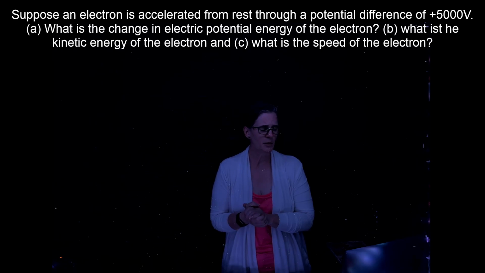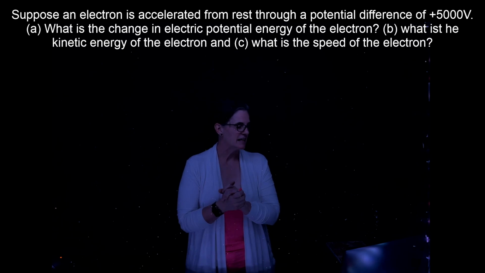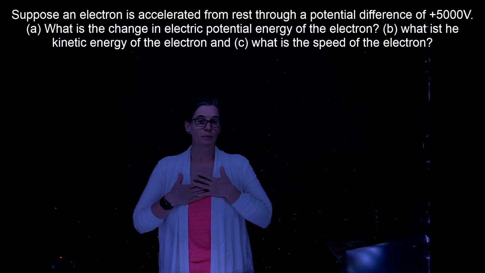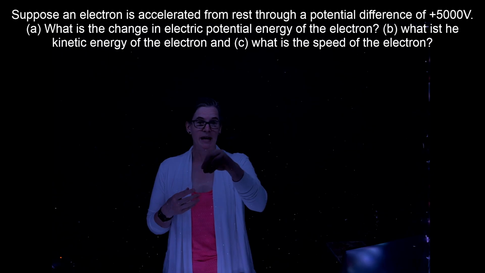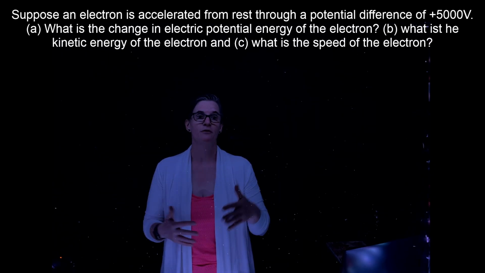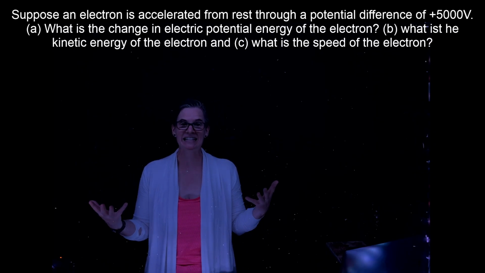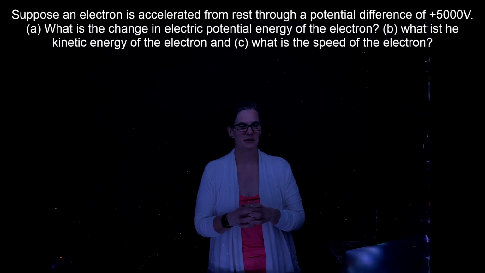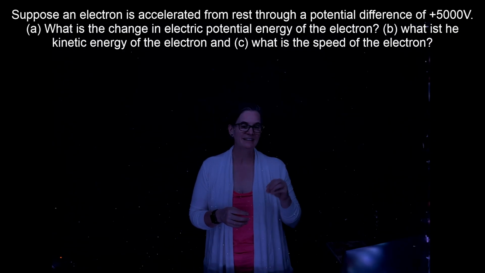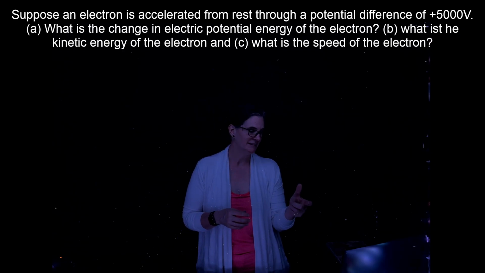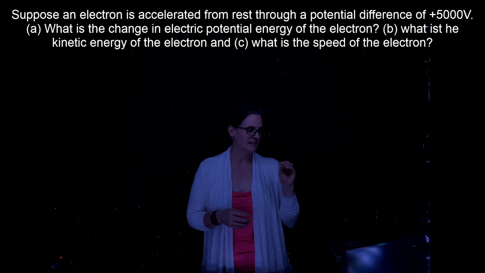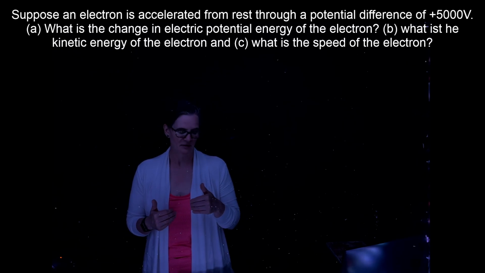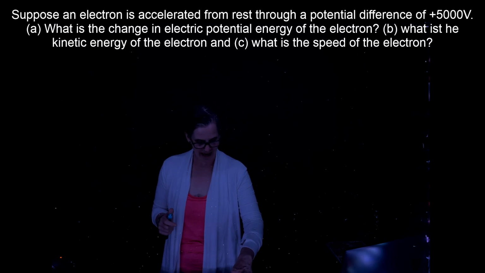So, suppose an electron, a charged particle, is accelerated from rest through a potential difference of 5,000 volts. If I put an electron into an electric field, it's going to feel that force. The potential difference gives us an idea of that change in potential that this electron is going to feel. What is the change in electrical potential energy of the electron? What is the kinetic energy of the electron? And what is the speed of the electron? All right, so let's tackle these one at a time.